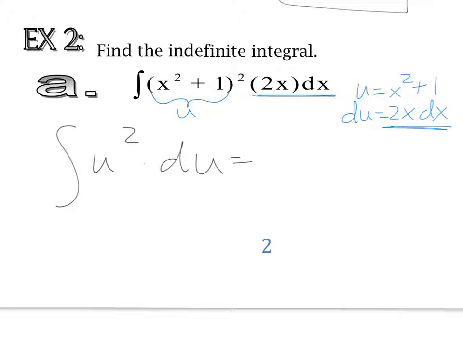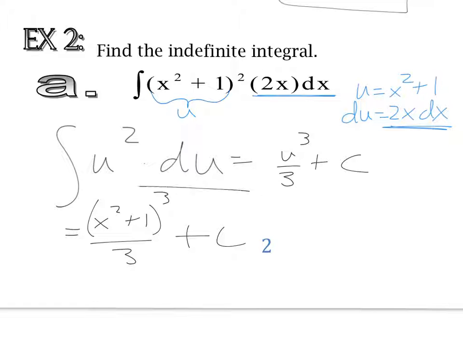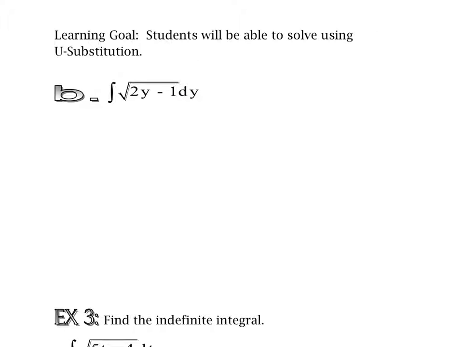So do the antiderivative here now. This would simply be u cubed over 3 plus c. And now let's plug our u value back in. And this would be equal to x squared plus 1 to the 3rd power over 3 plus c. So this is where the u substitution can get just really powerful in making a complex problem very simple.